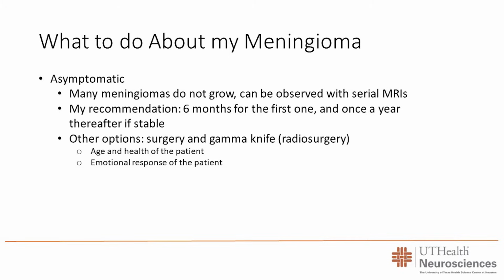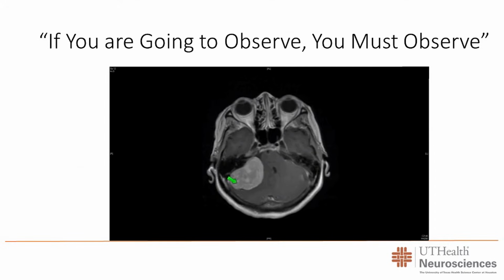But it's clear that if the meningioma is truly asymptomatic, the best option may be to do nothing. And if that's the case, I usually recommend the first follow-up scan at 6 months, and if that's stable, once a year going forward. But here's a thing that I feel is very important. If you and your doctor decide to observe the tumor, you have to observe the tumor. You can't forget about it.